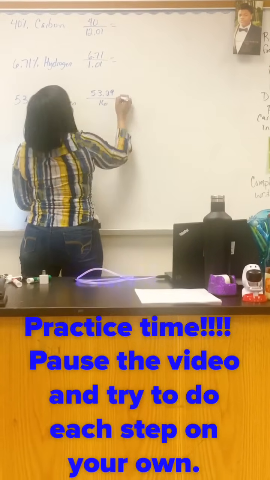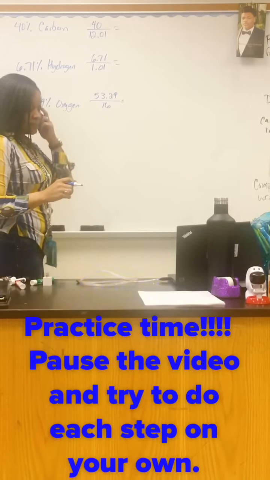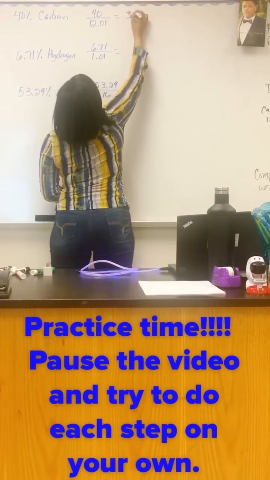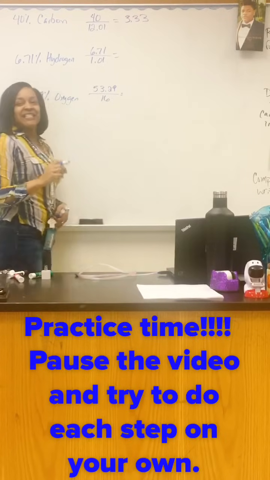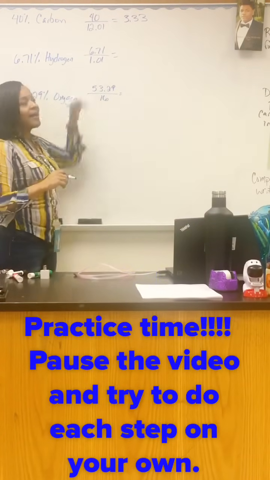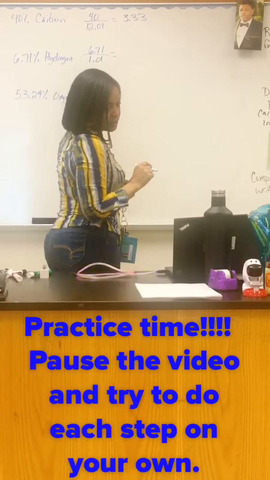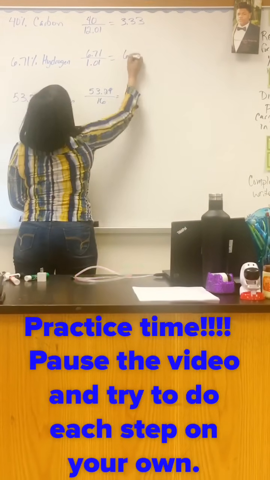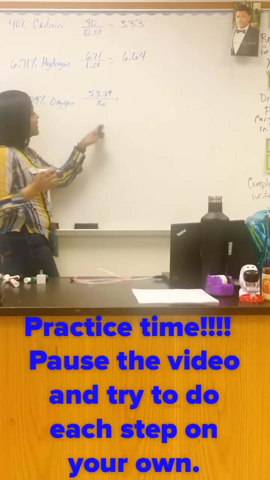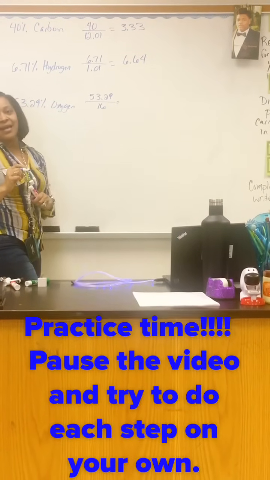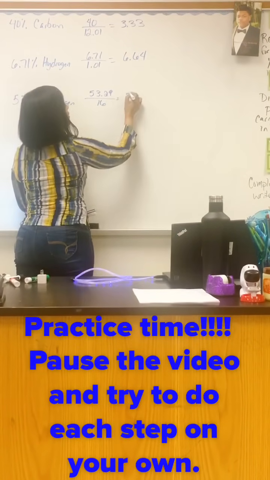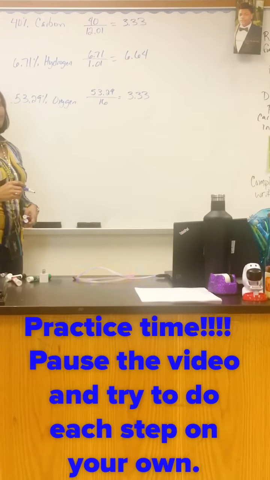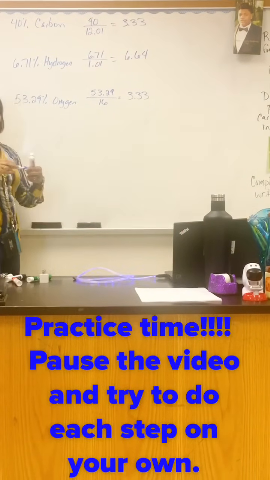So 40 divided by 12.01 is 3.33. 6.71 divided by 1.01 equals 6.64. And finally down here, 53.29 divided by 16 is 3.33. Wow. 3.33. Step 2 says to do what?